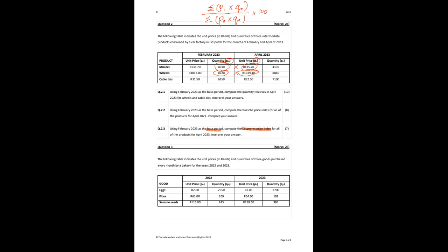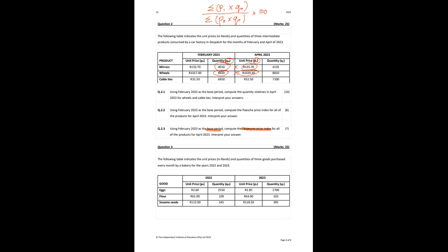So again, when you get to the end of it, leave your answer as is, compare it to 100. If it's higher, it's a percentage increase. If it's lower, it's a percentage decrease. Work out the difference between them and interpret by saying whatever your whole interpretation is between this period and this period on average. This is an increase, a decrease, and so on. All right, so that's question 2.